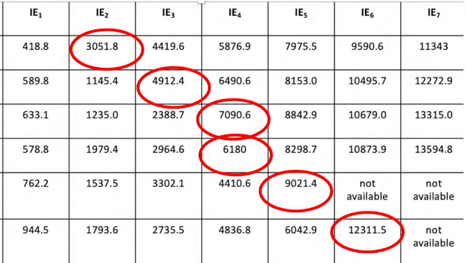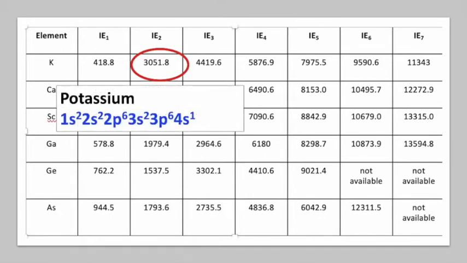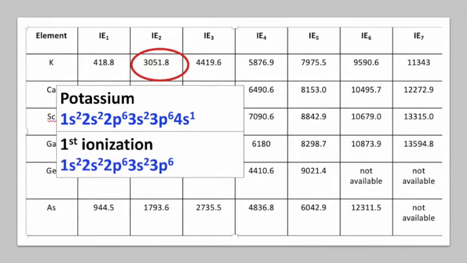Now, if you look at this table closely, you will see some places where the ionization energy really jumps up compared to the energy before. So let's look at potassium as an example. The electron configuration for potassium is 1s2, 2s2, 2p6, 3s2, 3p6, 4s1. Now, according to our table, the first ionization energy is 418.8 kilojoules per mole. And once we remove that electron, our electron configuration is 1s2, 2s2, 2p6, 3s2, 3p6.